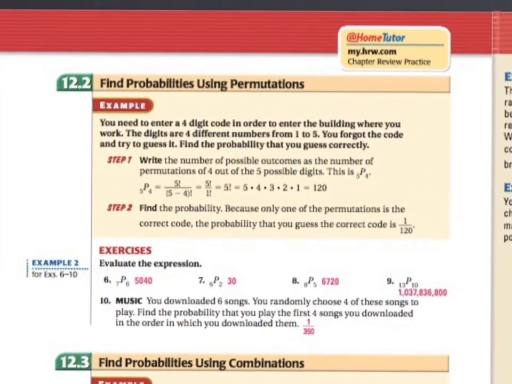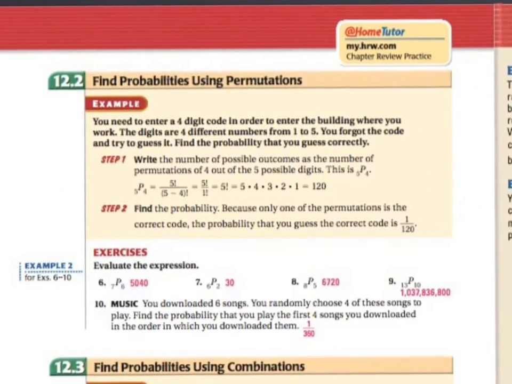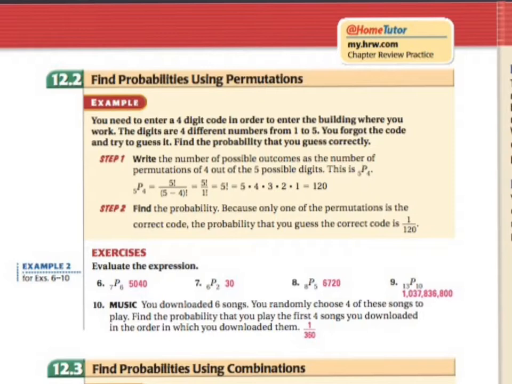Okay, 12-2. So permutation, where n is 7 and r is 6, is 5,040. 7, where n is 6 and r is 2, would be 30. 8, where n is 8 and r is 5, 6,720. And 10 where n is 13 would be 1,037,836,800.